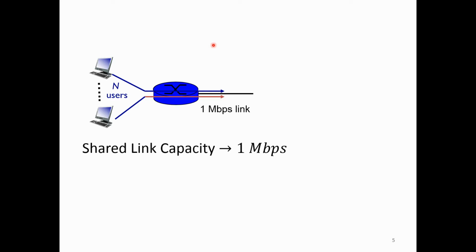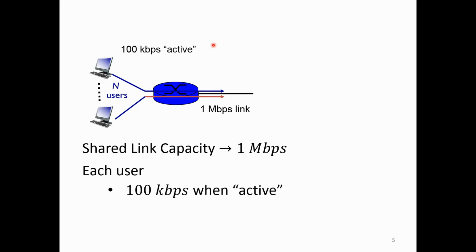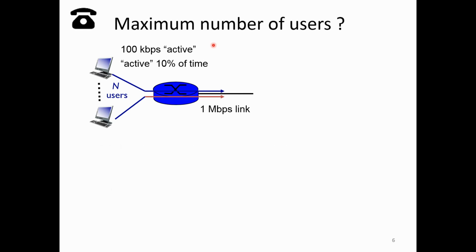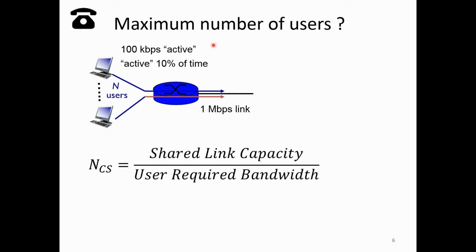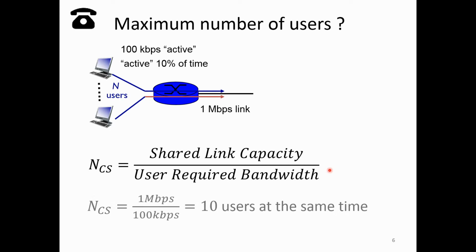The users will share a link with a capacity of 1 megabit per second, and each user, when transmitting information, will generate data at the rate of 100 kbits per second. Users are transmitting only 10% of the time. With circuit switching, 100 kbits per second must be reserved for each user at all times. If we divide the shared link capacity by the bandwidth required by each user, the circuit switched link can support up to 10 simultaneous users.